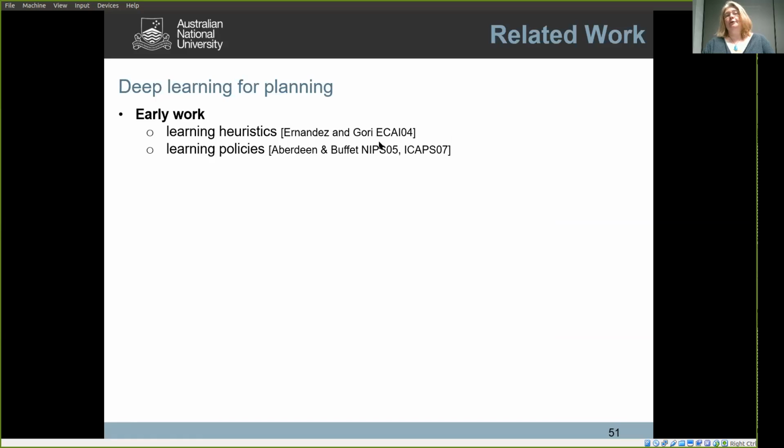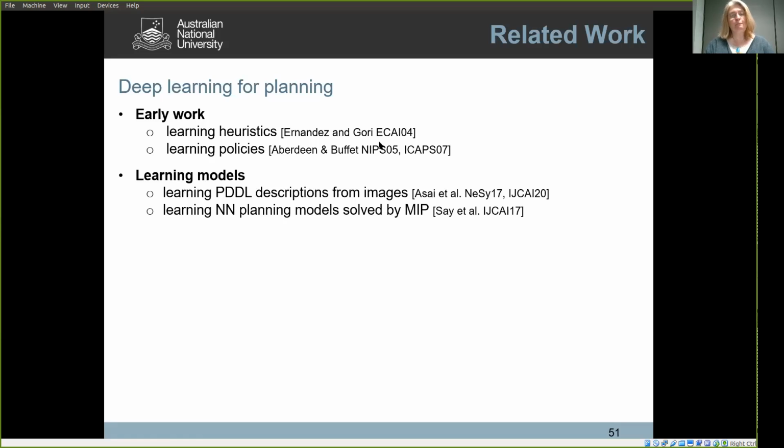The first topic I want to talk about is deep learning for planning. So what's the related work there? Well, the first work I've been aware of in this area was the work of my former colleagues, Olivier Buffet and Doug Aberdeen. You may have heard of the factored policy gradient planner. It was basically applying deep reinforcement learning to solving individual planning problems. And this was quite successful. The planner won the 2006 probabilistic planning competition.